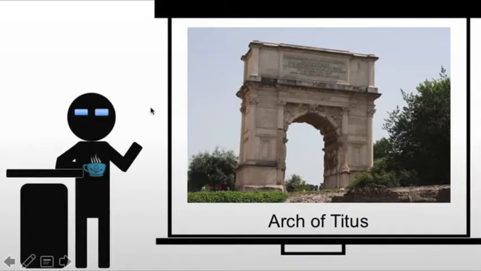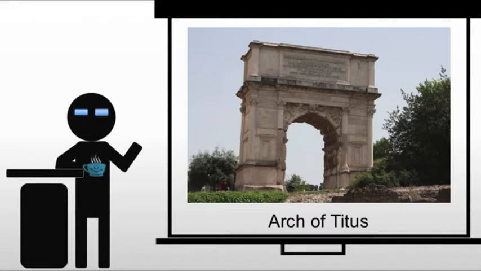Which brings us to the Arch of Titus. Now, Titus is the son of Vespasian. And Titus is famous for ending the conflict in Jerusalem, the first Jewish revolt, pretty much by slaughtering the entire population of Jerusalem. But he does become emperor for a short time, and this arch is actually built by his younger brother, Domitian. Now, these arches are triumphal arches.